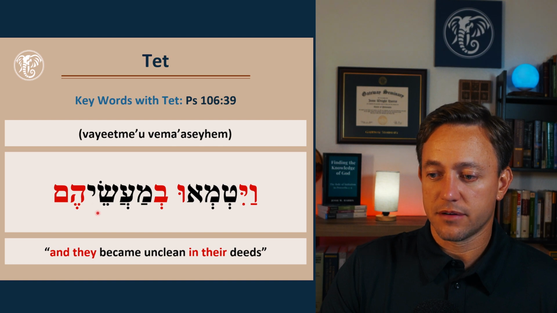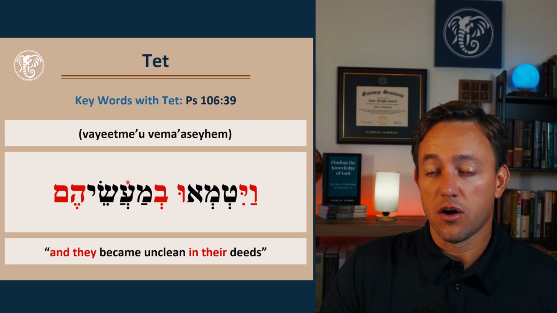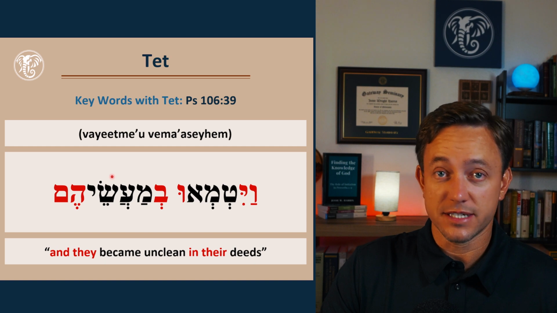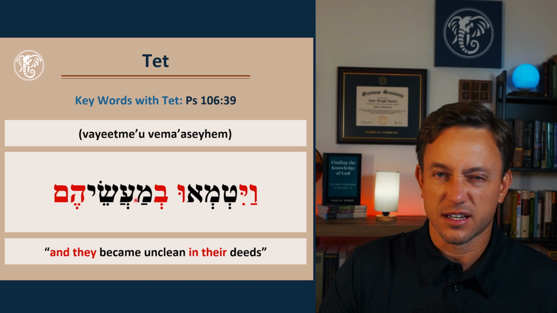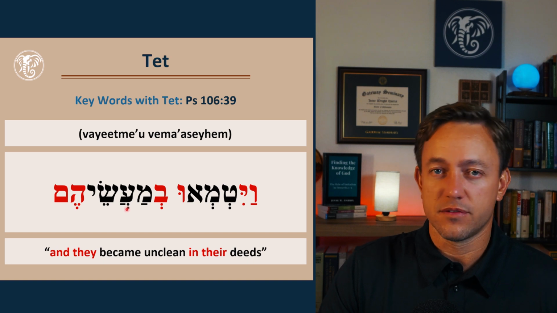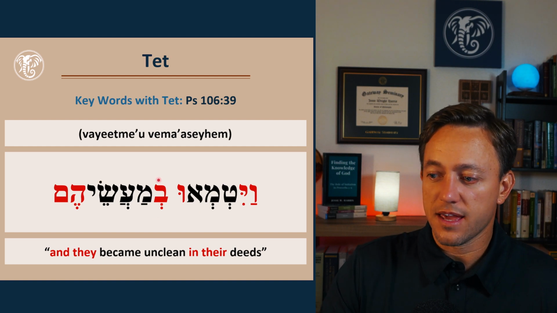Now you'll notice this word here is actually the root, asa. And we actually saw that in Genesis 1:31. All that God made, God saw all that he had made or did. And so this is actually the root here. Sometimes there are just little extra letters added on, which can make it a little bit confusing, but this just turns it into basically a noun instead of the verb like we saw in Genesis 1. So this is just the noun form, a bunch of deeds. So, and they became unclean by their deeds.